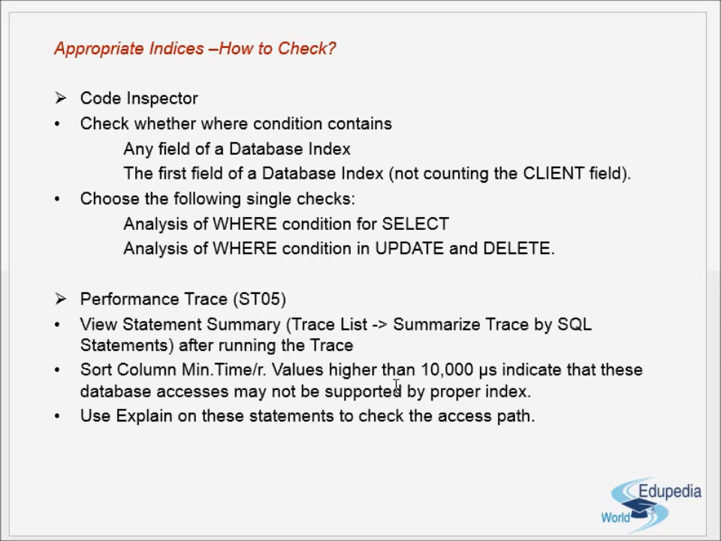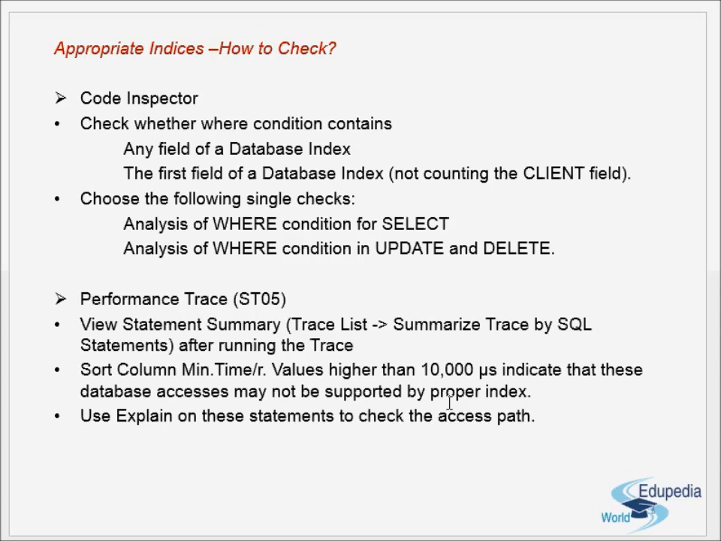The next one is count, sort, column, minimum time. Values higher than 1000 microseconds indicate that these database accesses may not be supported by a proper index. So you sort on this particular column. If it is higher than 10,000 microseconds, then these accesses may not be supported by a proper index. So this is a thumb rule, so you can blindly go with this.